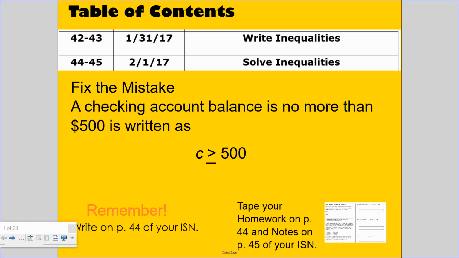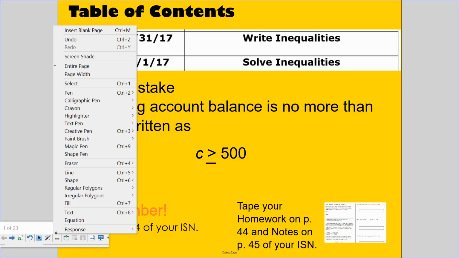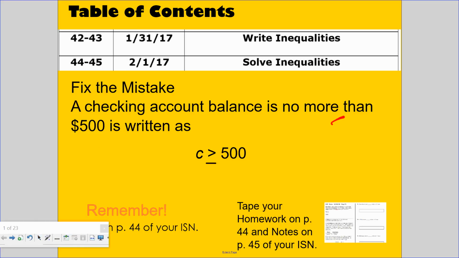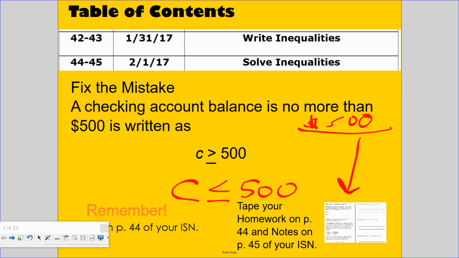The checking account cannot be more than $500. If it cannot be more than $500, here's $500. Cannot be any higher than this. So therefore, everything has to be less than that. So I don't think this is written correctly. It should have been the checking account has to be less than or equal to 500. It should have been written as this inequality.